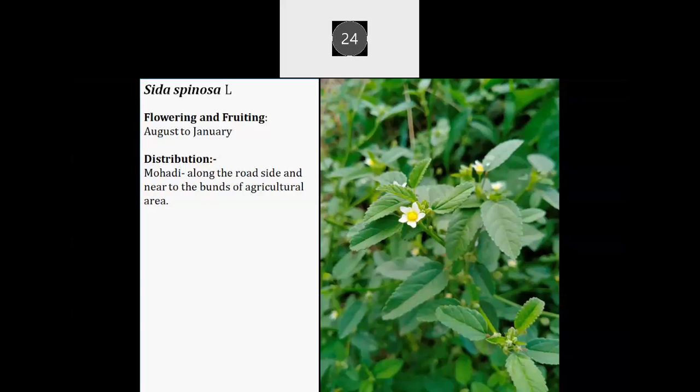This one is the Sida spinosa. Previously, this species was reported by the previous taxonomists throughout the Bhandara district. They reported some kind of Sida species, that is 4 species. So Sida spinosa is one of the common species found in Bhandara district. It resembles Sida angustifolia, but the leaves are different in angustifolia and spinosa. They are totally different.